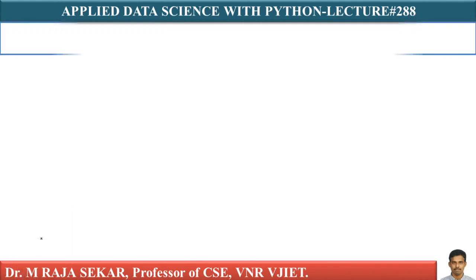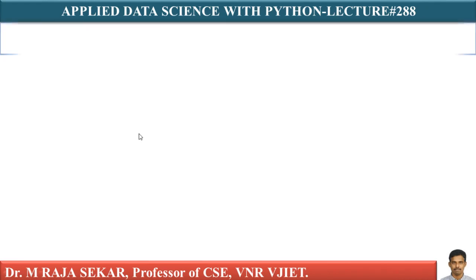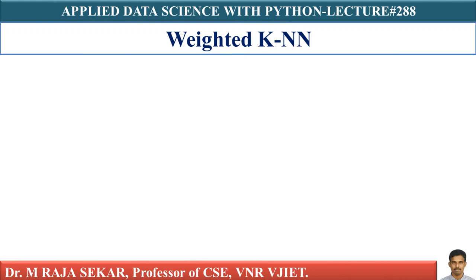In this lecture, we will try to understand weighted KNN, that is, the weighted K nearest neighbor algorithm. Till now, we have seen simple KNN, the simple K nearest neighbor algorithm. There is an extension to simple KNN that is called weighted KNN. Therefore, weighted KNN is an extension of simple KNN.